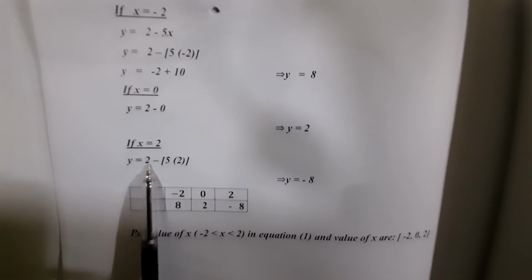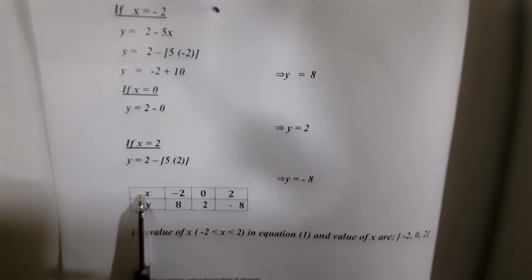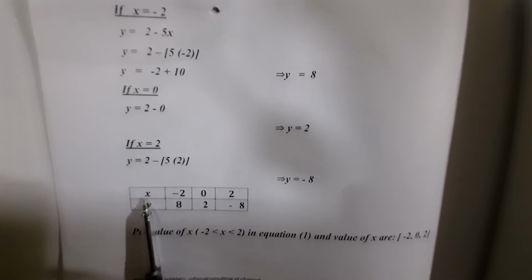If x is 0, y is equal to 2. If x is equal to 2, y is equal to 2 minus 5 into 2. 5 2s are 10, it becomes minus 10. Minus 10 plus 2 is minus 8. Completing the table: x was minus 2, y was 8; x was 0, y was 2; x was 2, y was minus 8.